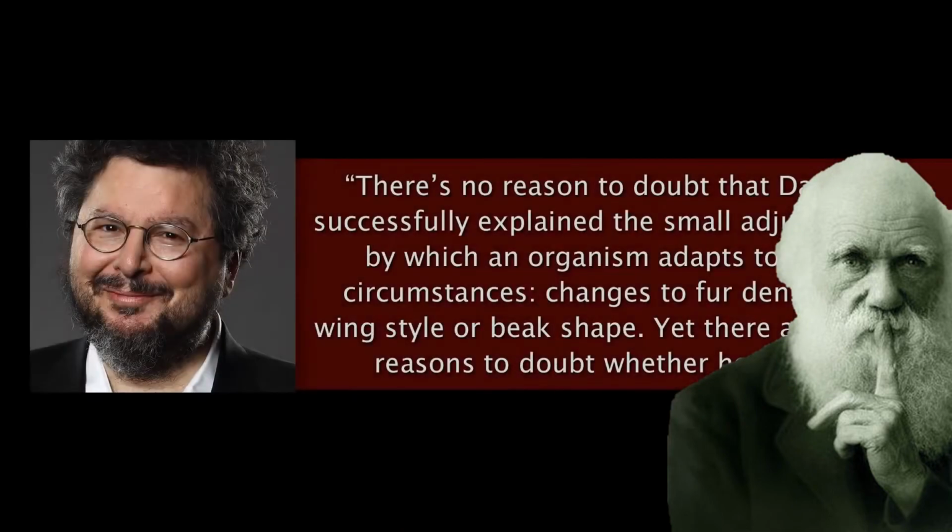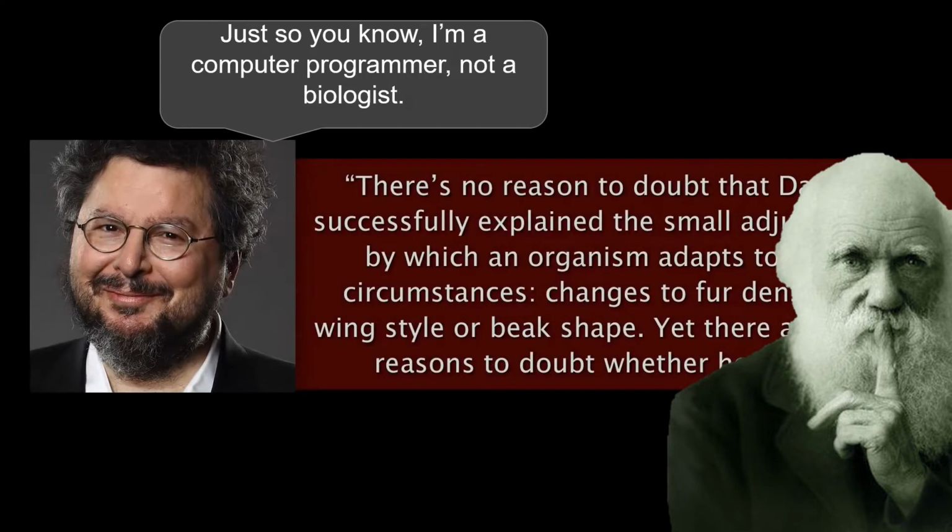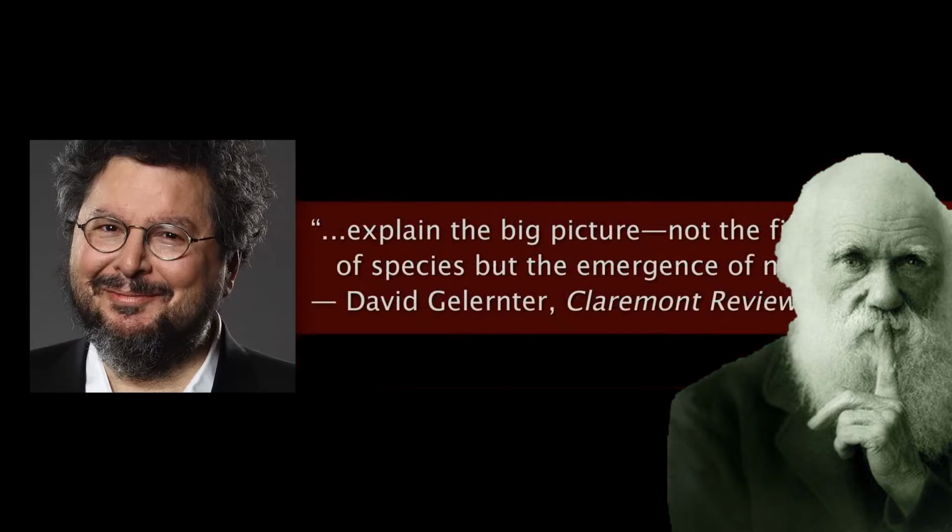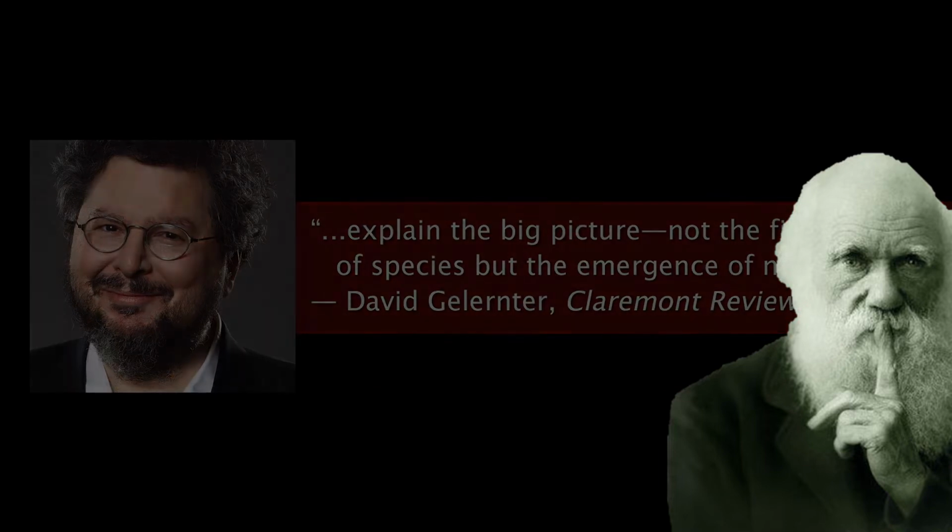Darwin's book is On the Origin of Species, and to quote from David Galanter's essay, quote, "There's no reason to doubt that Darwin successfully explained the small adjustments by which an organism adapts to local circumstances, changes to fur density, or wing style, or beak shape. Yet there are many reasons to doubt whether he can explain the big picture, not the fine-tuning of existing species, but the emergence of new ones," close quote. Okay.